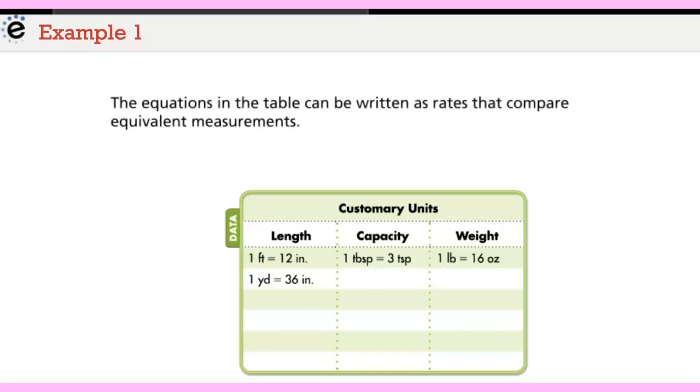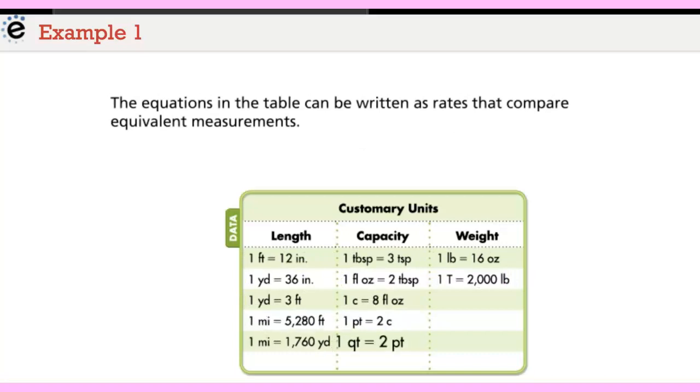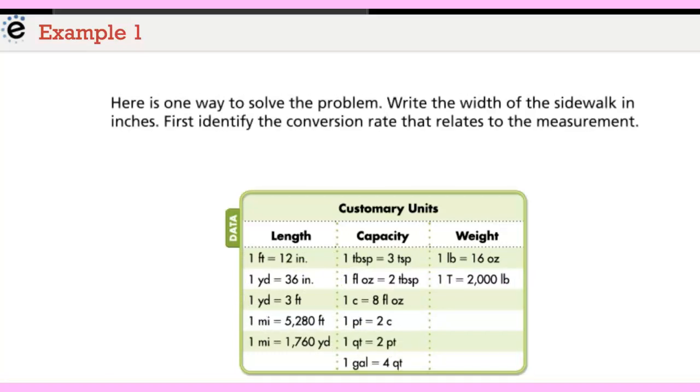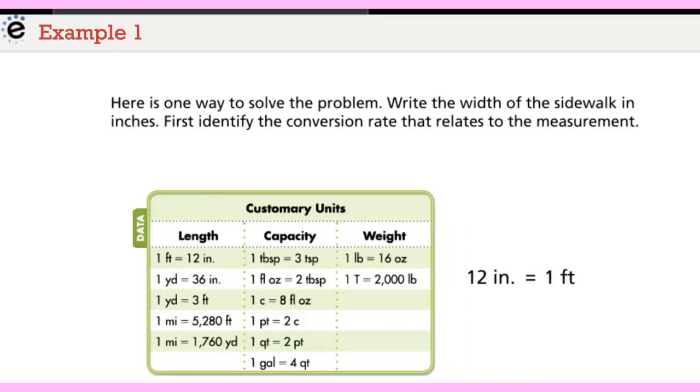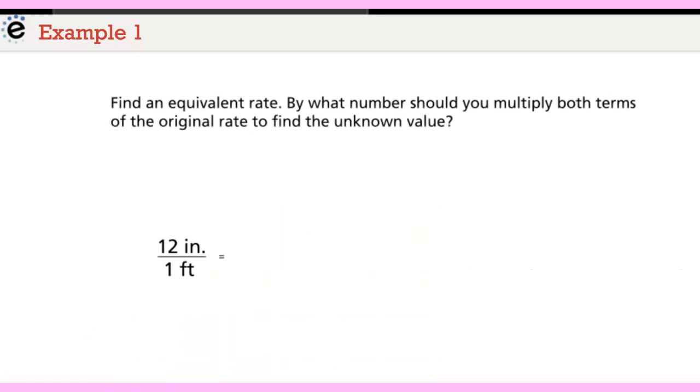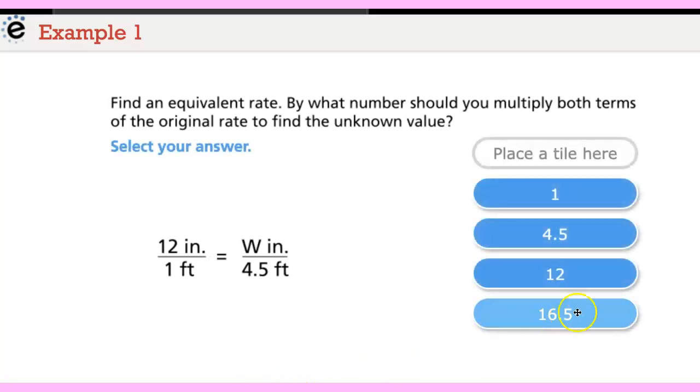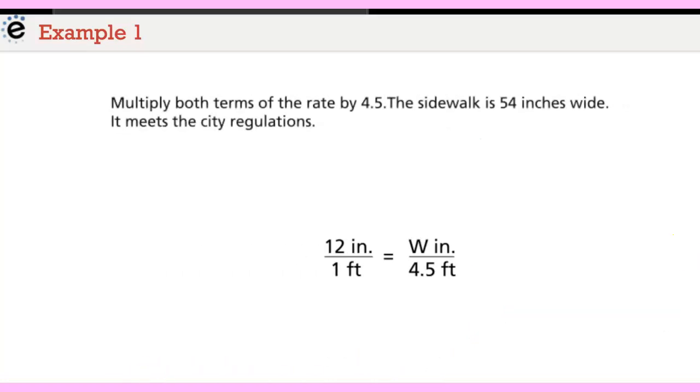The equations in the table can be written as rates that compare equivalent measurements. Here is one way to solve the problem. Write the width of the sidewalk in inches. First, identify the conversion rate that relates to the measurement. Find an equivalent rate. By what number should you multiply both terms of the original rate to find the unknown value? Multiply both terms of the rate by 4 5/10. The sidewalk is 54 inches wide. It meets the city regulations.